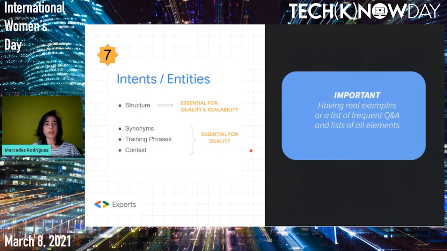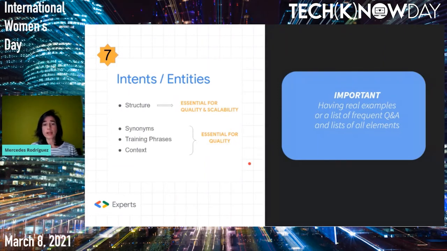Okay, once we start with implementation, one important point is the intents and entities structure. This is very, very important. It's essential for quality, but also for scalability. Many people don't give a lot of importance to this. They just start to create intents and entities, but choosing the adequate structure is really, really important. So we have to design it well from the beginning.